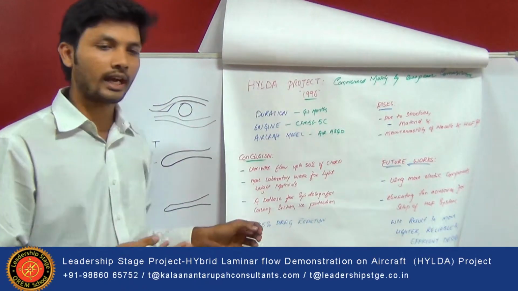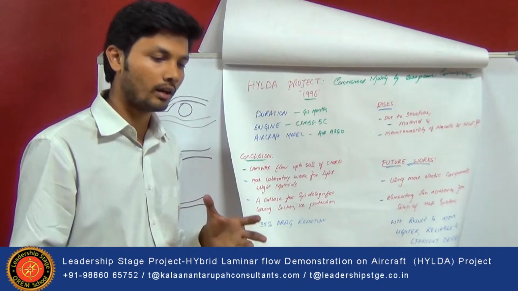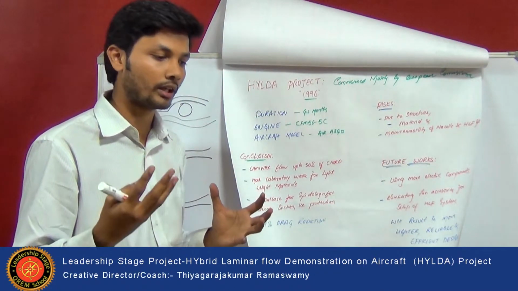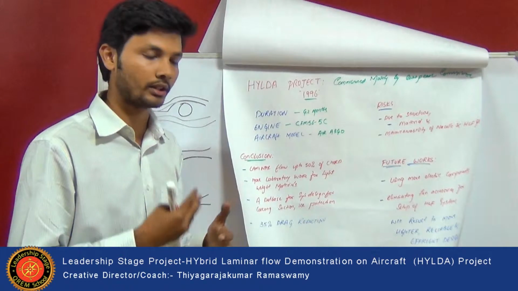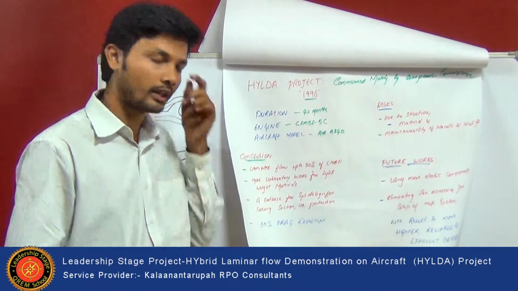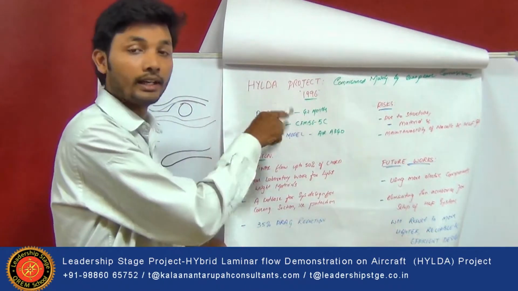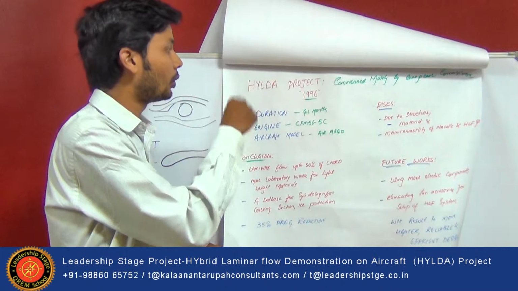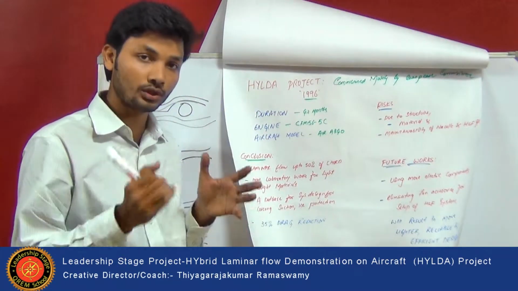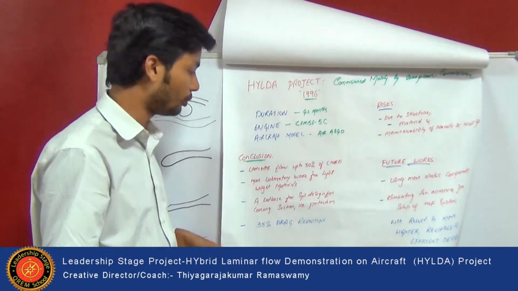This whole project was sponsored by the European Commission, and 11 to 15 companies supported it, including Boeing, GE, Airbus, and the European Wind Tunnel Association. So all the companies came together. In 1996, they started the HYLDA project, the Hybrid Laminar Flow Demonstration of the Aircraft project. They used this concept in that aeroplane, and the whole project duration was 42 months.